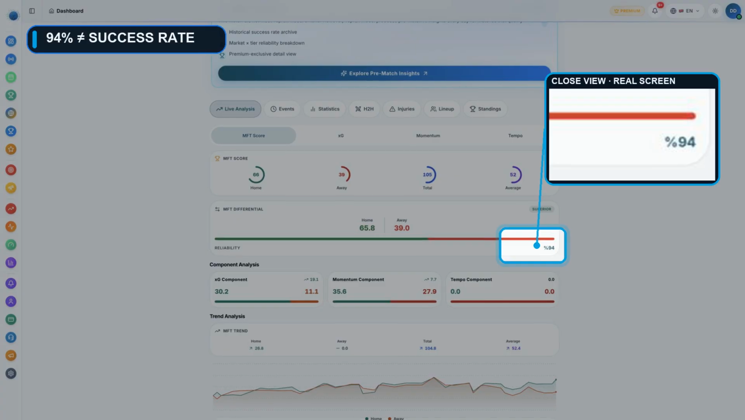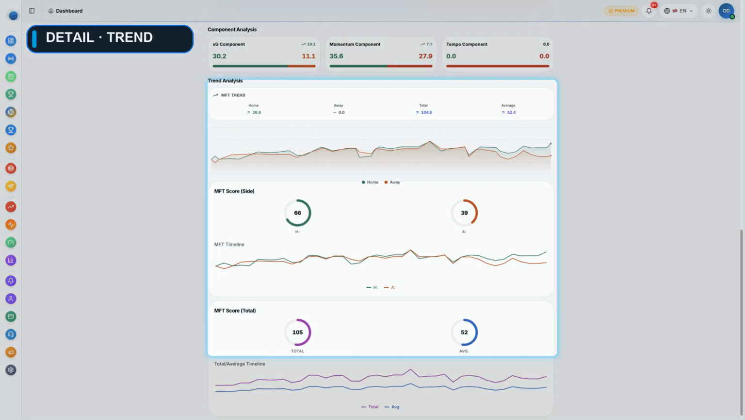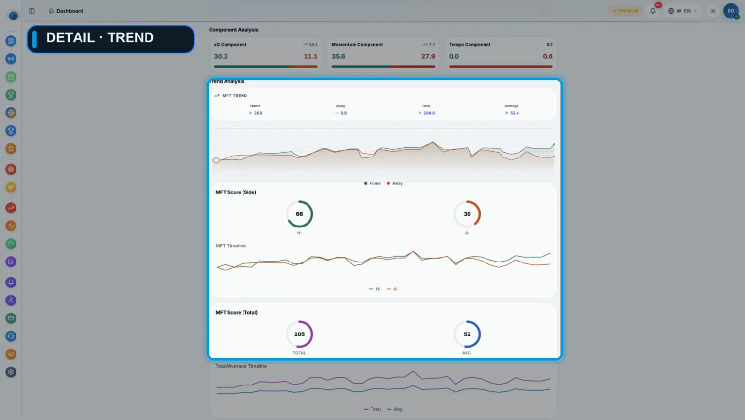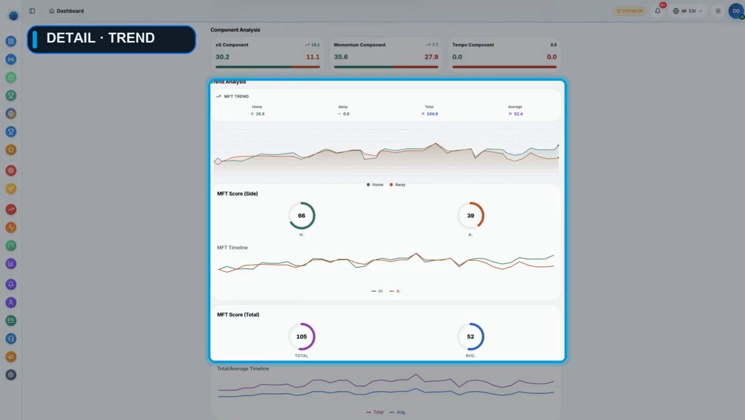The 94% reliability value is not a success rate. Do not read it as, this team has a 94% chance of winning. It is the reliability field on screen and does not guarantee the result. The detail areas and trend line show how the view changes during the match. Read both side scores, the differential label, reliability, and the trend together. Then compare them with the match score and the other live metrics.